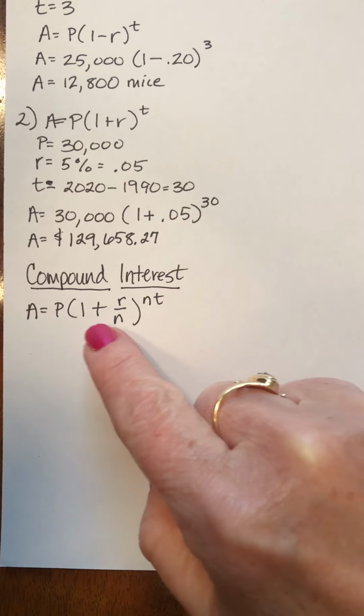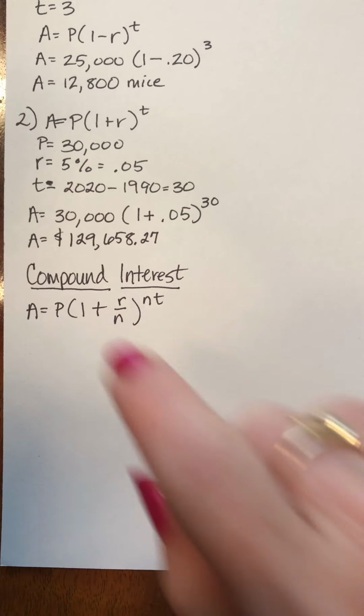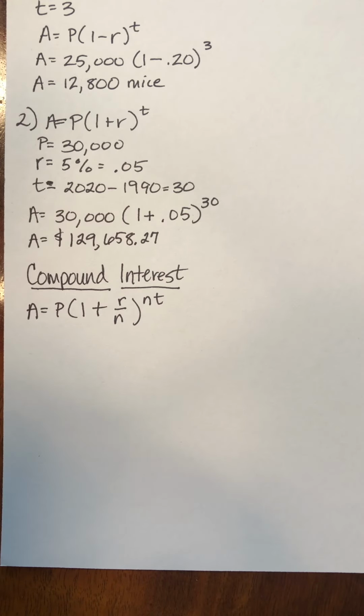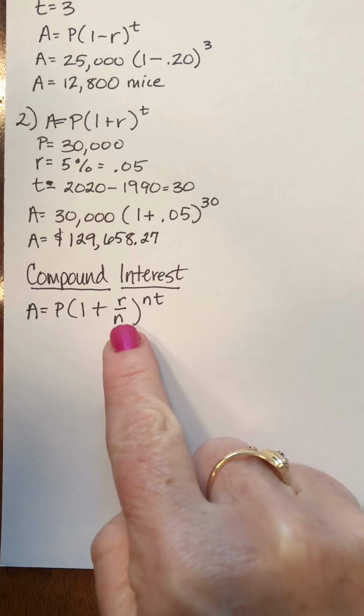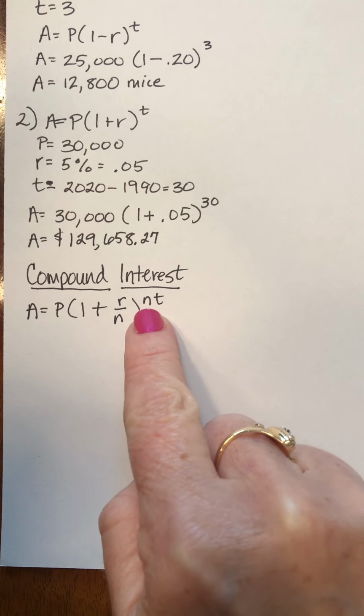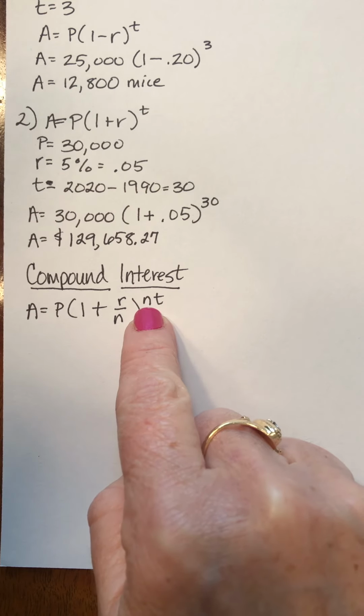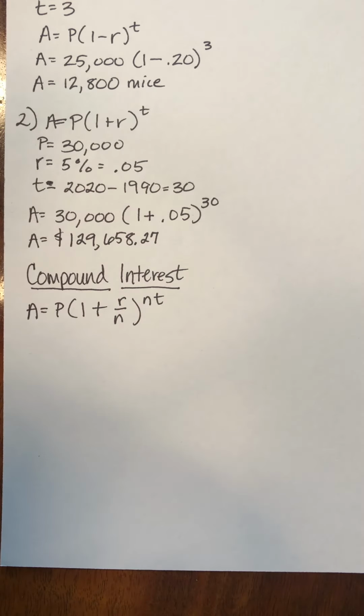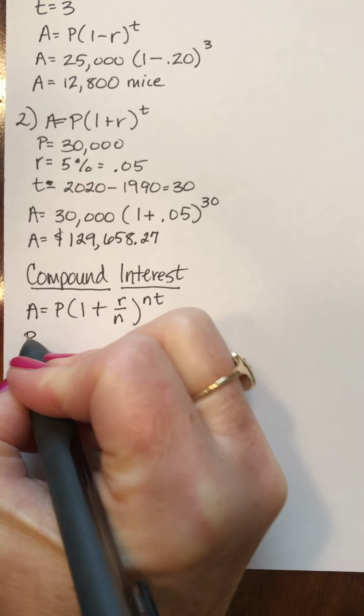Well, for compound interest, it's always going to be growth because you are always earning interest. So that's going to be added to your original amount. But you're going to divide it by n, and then you're going to multiply your time, which is your exponent, by n as well. Now, what in the world does n mean? N has to do with the money being compounded, and there's certain ways that you can do that. So let's go over each variable.